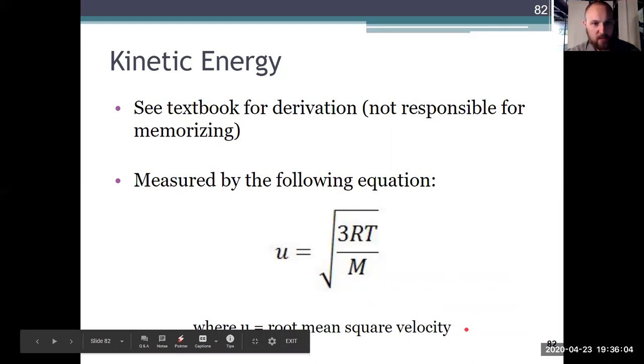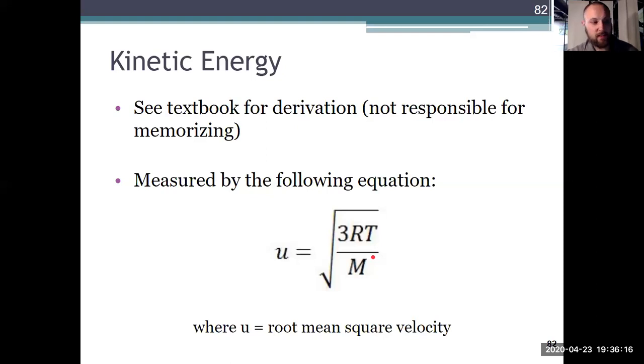U is the root mean square speed, root mean square velocity, and that's equal to the square root of 3 times R times T over M. This is tricky because this R in the root mean square calculation is a different R value, because we're dealing with energy. Okay?